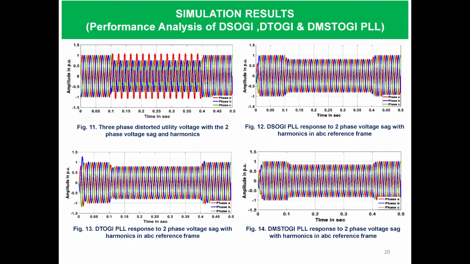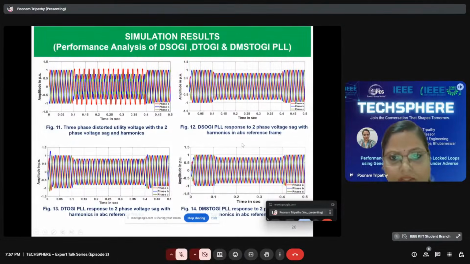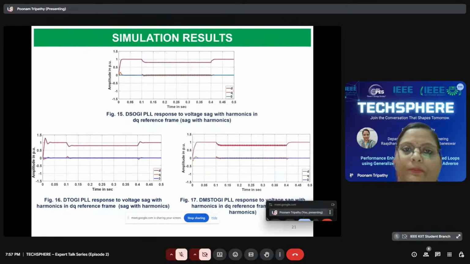Figures 12, 13 and 14 showcase the simulation responses of the DSOGI, DTOGI and DMS2G PLL in the ABC or natural reference frame under the 2-phase voltage sag with harmonics test case. So it can be seen that all the PLLs are capable of eliminating the effect of harmonics effectively by accurately estimating and reproducing the 3-phase grid voltage in the ABC reference frame.